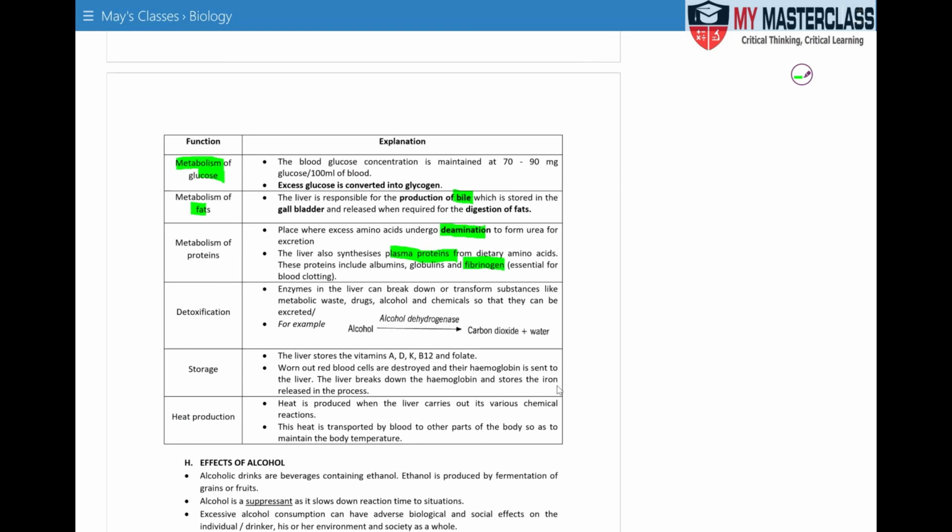Heat production. The liver carries out lots of chemical reactions. These are just a few. You can see that the liver is put through a huge amount of use every single moment. Due to that, you have heat production, and the heat is then transported to other parts of the body. Now that's the end of this lecture.